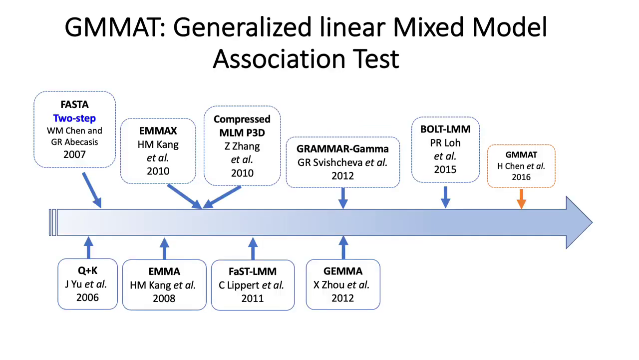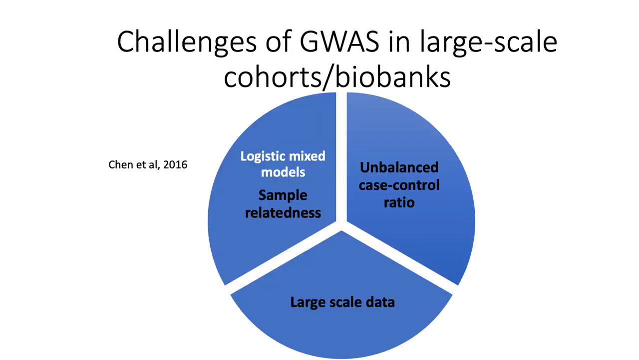In 2016, Chen et al. developed an R package called GMMAT, in which the logistic mixed model has been implemented for GWAS on binary phenotypes while accounting for sample relatedness. So we use logistic mixed models to account for sample relatedness in GWAS on binary phenotypes.